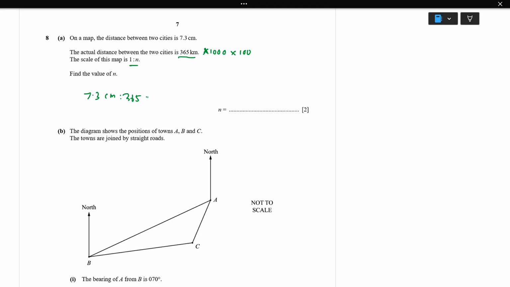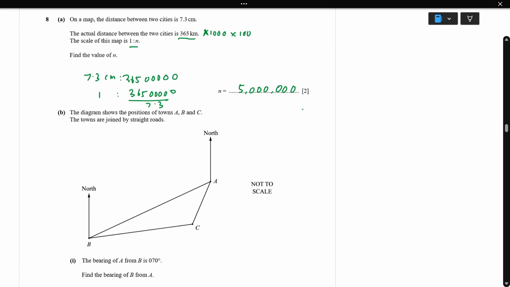So 365, then how many zeros? 1 2 3 4 5, 5 zeros here. Next, 1 ratio means the 7.3 we have to divide here. 365 followed by 5 zeros, divided by 7.3. The answer is going to be 5 1 2 3 and 1 2 3. This is the answer. This is the 1 ratio n.